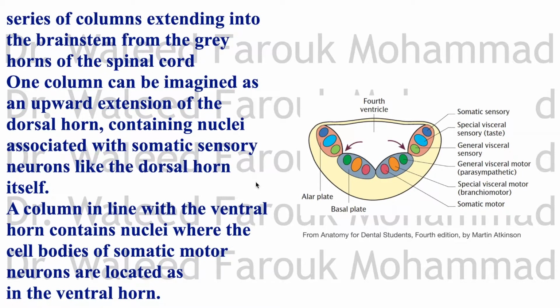You can consider the column as an upward extension of its corresponding area in the spinal cord, and the column in line with the ventral horn contains nuclei where the cell bodies of somatic motor neurons are located, and the same in the somatic sensory. In the sensory areas, they contain sensory neurons that are related to the ones in the spinal cord, especially those for pain and temperature, for example. Extension of the dorsal horn, substantia gelatinosa of Rolando. You studied this with the spinal cord before.